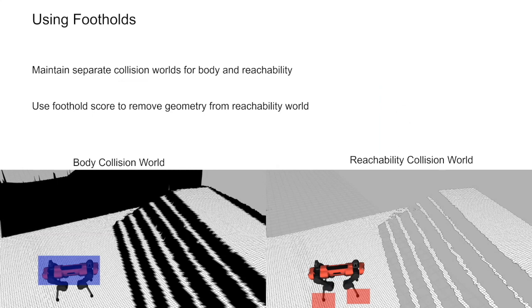So you check the body for these collisions, but when you actually check the reachability for these collisions, you take those parts out, because you do not want to have your robot walk on a wall. You don't want to have it try to step onto the stair risers. Yeah, and that's how we integrate the foothold scores into the actual planner.